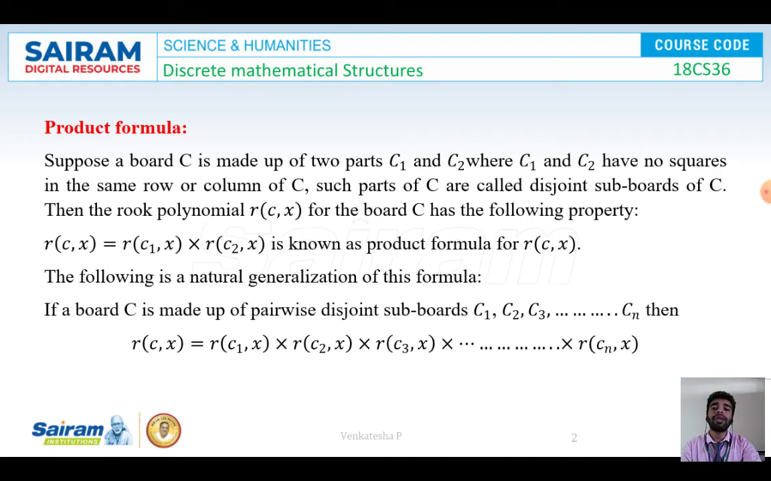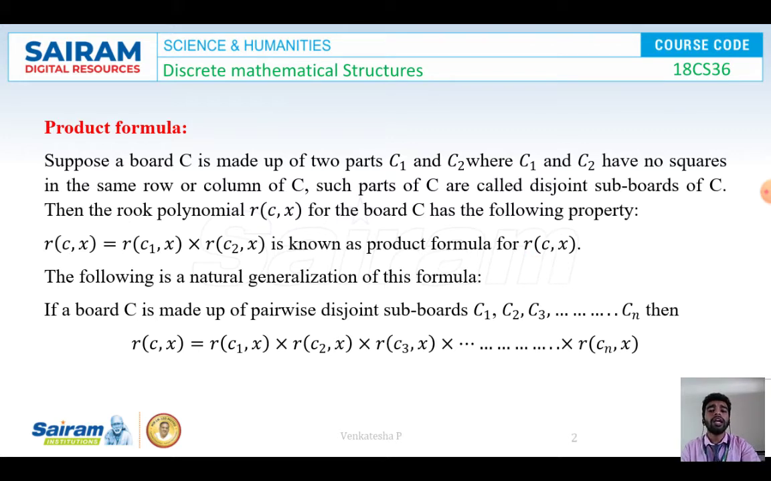The product formula states that the board C is made up of two parts, say C1 and C2, where C1 and C2 have no squares in the same row or same column. Such parts of C are called disjoint subboards of C. Then the Rook polynomial R(C, x) for the board C has the following property. It is given by R(C, x) = R(C1, x) × R(C2, x), known as the product formula for the Rook polynomial R(C, x).